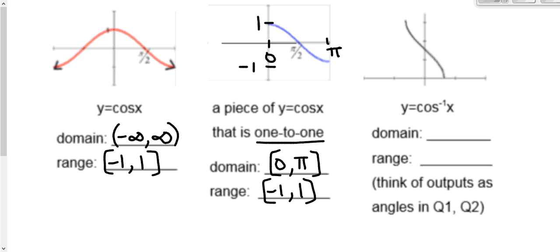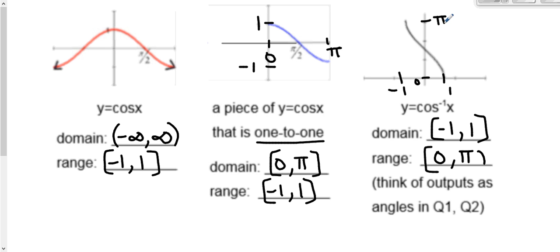Okay, so here's the graph of the inverse cosine. And so the domain and the range will be the reverse of what they were for cosine. So that means the domain goes from -1 to 1, and the range goes from 0 to pi. So numbers from 0 to pi, if you think of them in degrees, those would be numbers from 0 to 180 degrees. And so those would be numbers from quadrant 1 and quadrant 2. So your outputs are going to be angles in quadrant 1 and quadrant 2, just between 0 and 180 degrees.